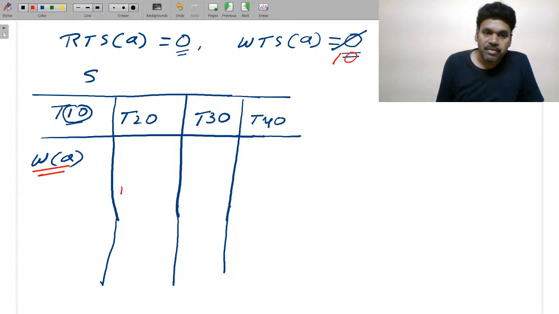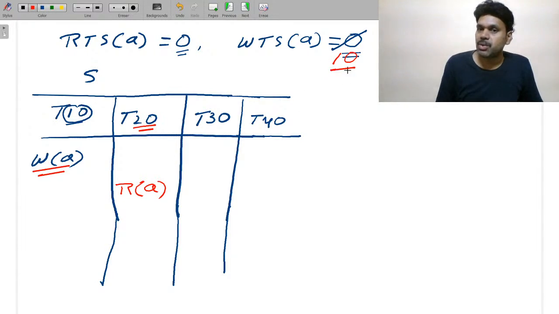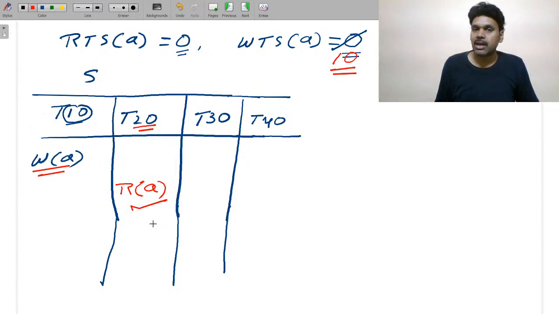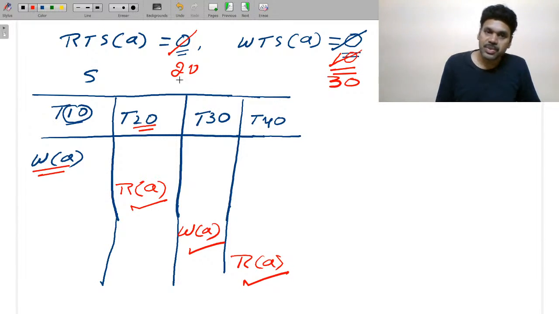Okay, now I am performing R of A. Observe carefully, friends. You are coming with number 20. R means you will check only with the write. So 20 is greater than or equal to 10. Therefore, it is allowed. So the read timestamp value becomes 20 now. Now I am taking W of A here. It's also allowed. This becomes 30 here. When I say R of A, this is also allowed. This becomes 40 here.